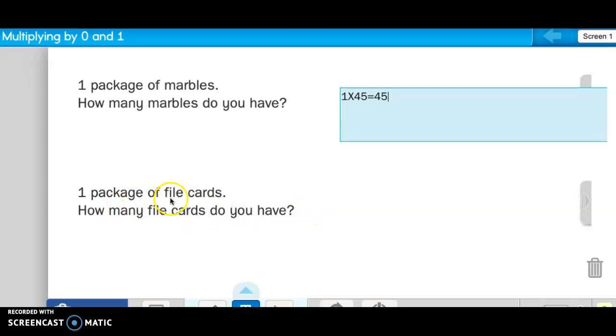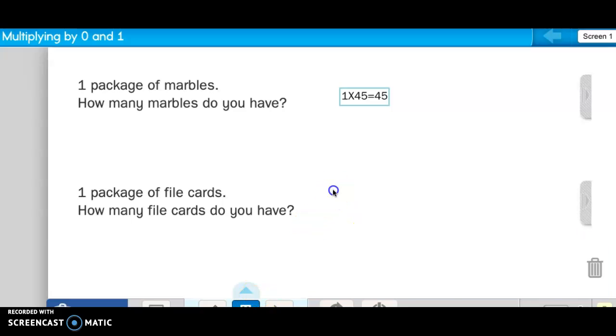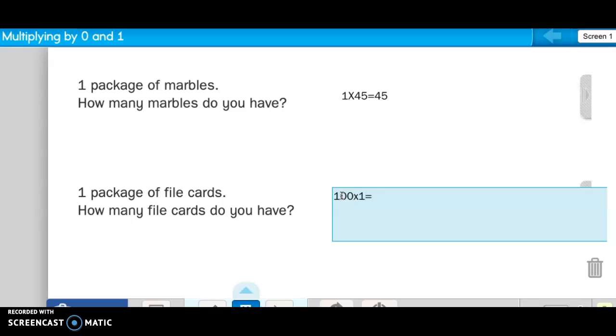Let's look at this. One package of file cards. If you look on the dollar store poster, the file cards, there are 100 in a package. So if I bought one package of file cards, that would be 100 times 1 equals 100. So if I bought one package and there's 100 in the package, I would have 100 file cards.